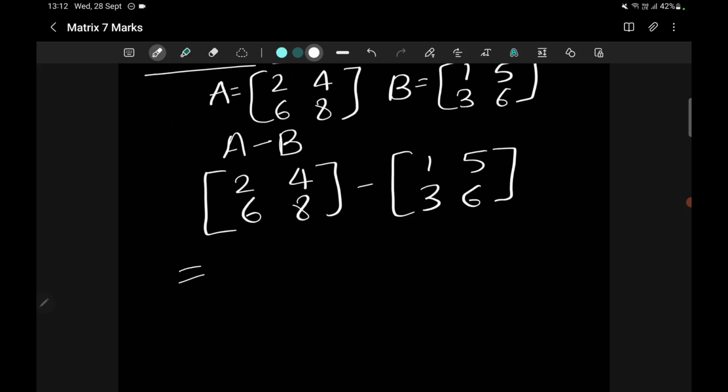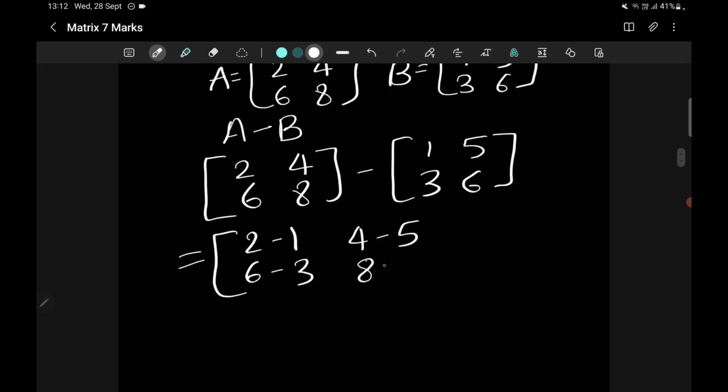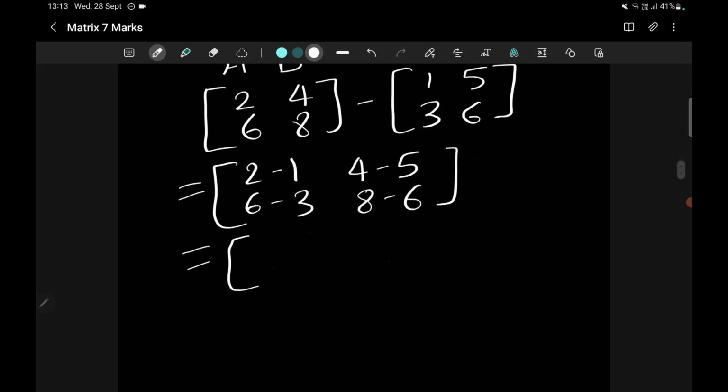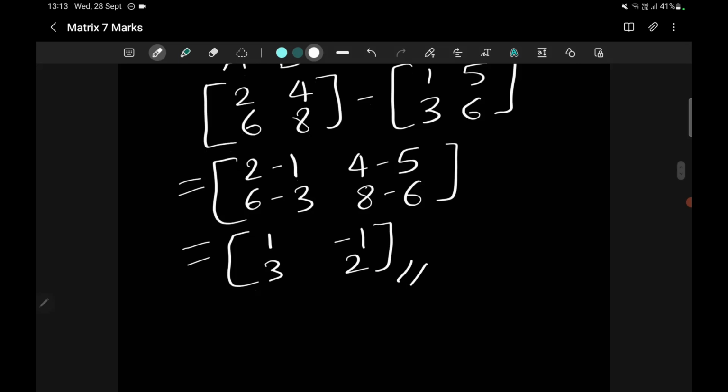We will subtract 2 and 1, that is 2 minus 1, 4 minus 5, then 6 minus 3, then 8 minus 6. Let's simplify this. 2 minus 1 is 1, 4 minus 5 is minus 1, 6 minus 3 is 3, 8 minus 6 is 2. This was all about subtraction.